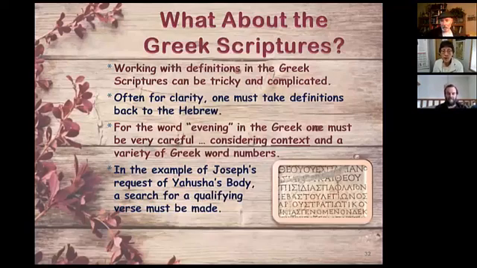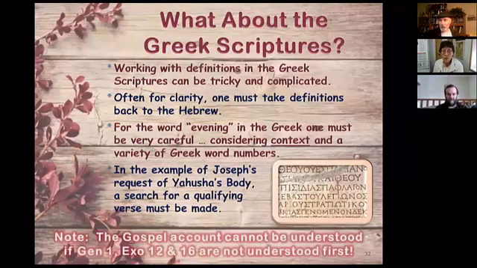We're going to be looking at the example of Joseph of Arimathea when he's requesting Yahushua's body, and we're going to search for a qualifying verse to see if we understand correctly what's happening in the New Testament for the gospel, the Passion account. And I want to make a note here. You might not understand this statement right now, but you will eventually. The gospel account absolutely cannot be understood.